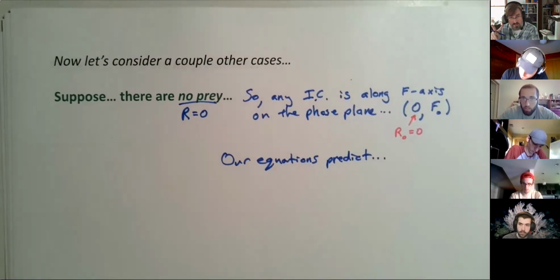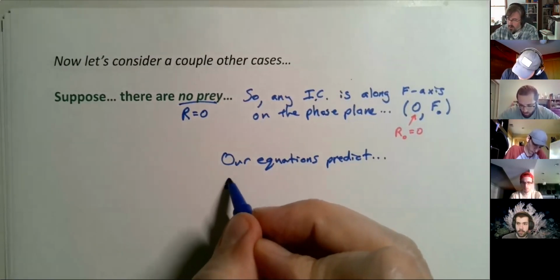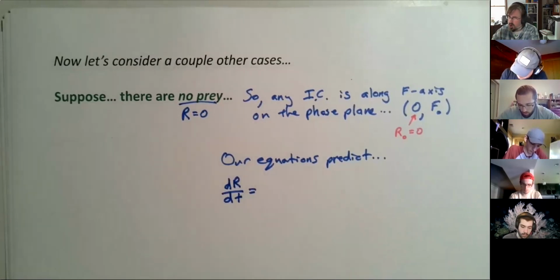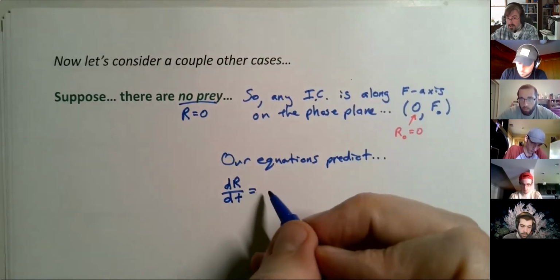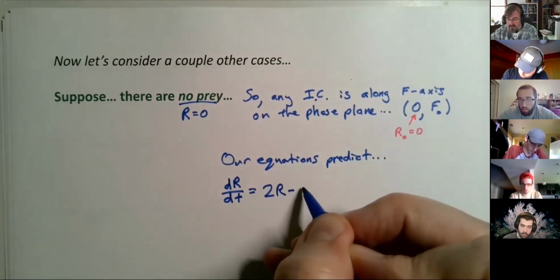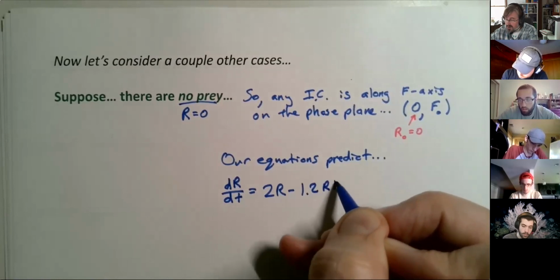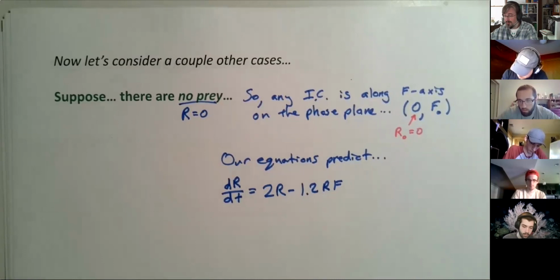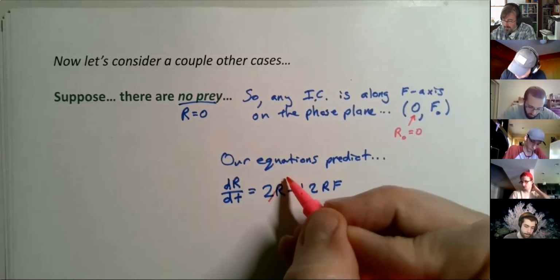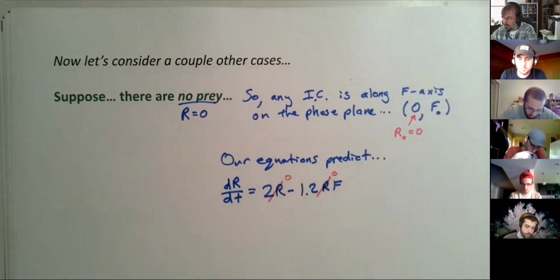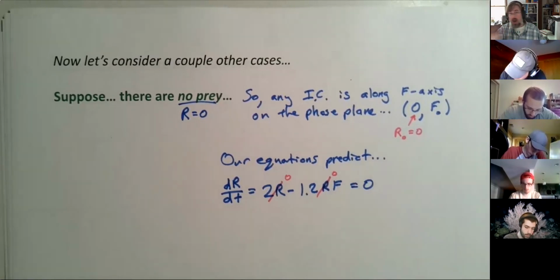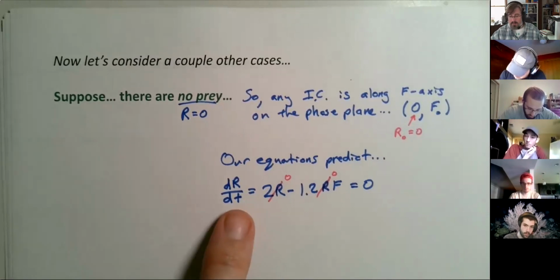Well, we have two equations, remember, and this is a system, so we have to think of both of them. The first equation is what's going on with our rabbit population. You guys know what's going on with the rabbit population because that's just 2 times r minus 1.2 times r times f. And since r appears in both of these terms, if we plug in 0 for r, you know what happens. This is just 0. So nothing is changing in terms of the rabbit population.